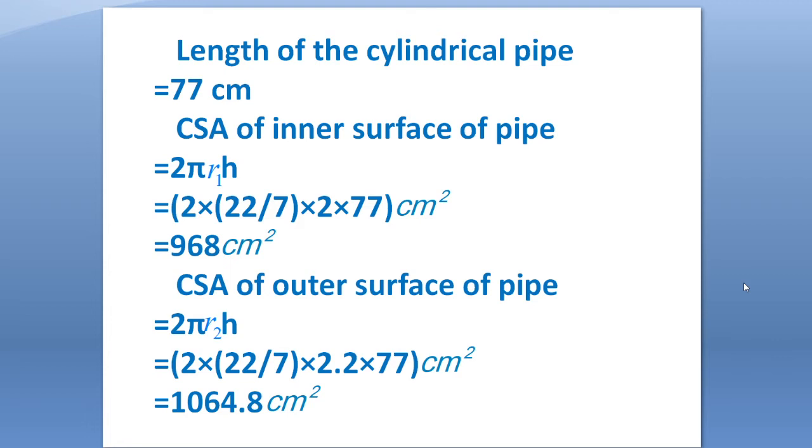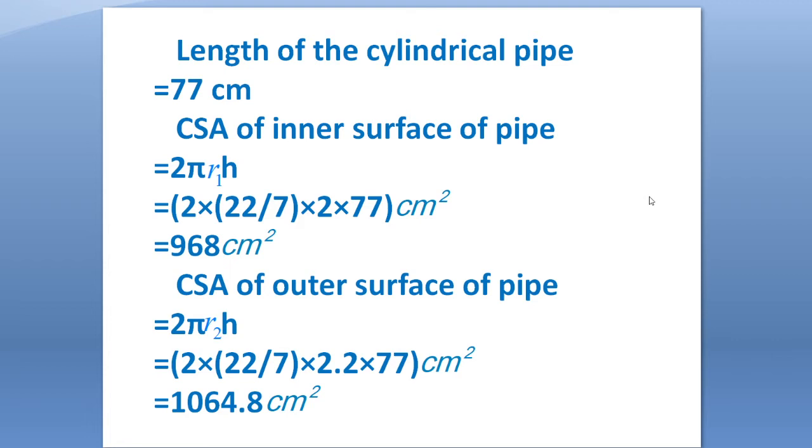So CSA of inner surface area of the pipe is equal to 2 pi R1 H. So 2 into pi 22 by 7, R1 is 2, H is 77. So is equal to 968 centimeters square.